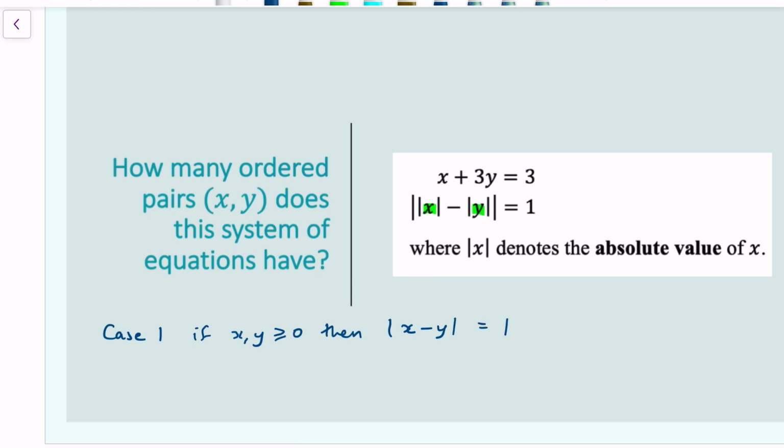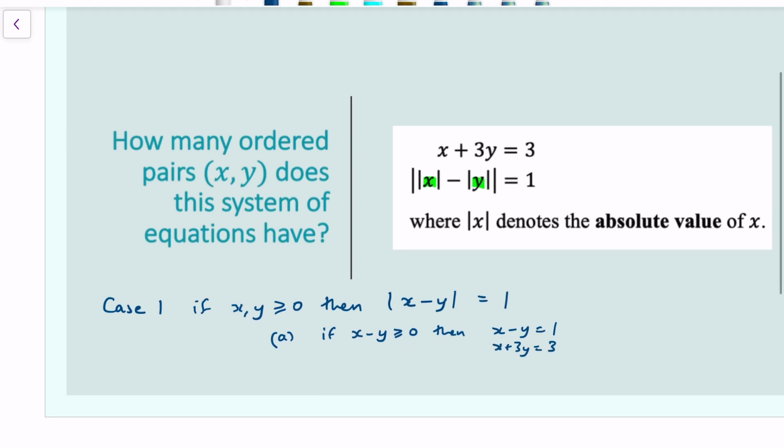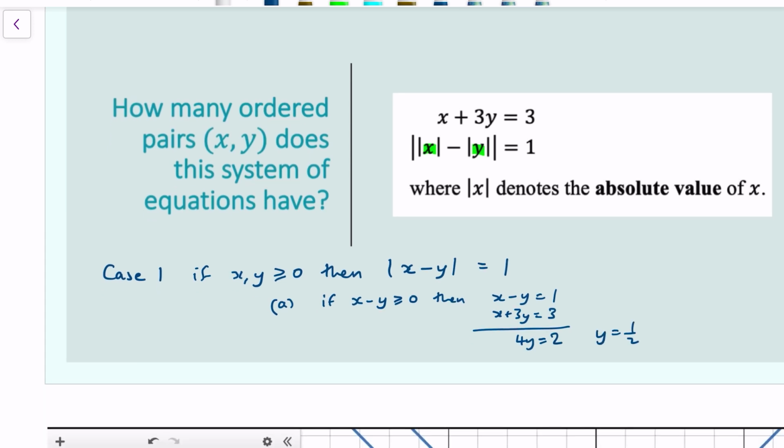Now, if x minus y is greater than or equal to 0, it's like a subcase. If x minus y is greater than or equal to 0, then those symbols do nothing. And we've got x minus y equals 1, and we've got x plus 3y equals 3, the other equation. Solving that simultaneously by subtraction, 4y equals 2, or y is equal to a half. Now, when we've got y is equal to a half, x must equal 3 over 2 to satisfy those equations.